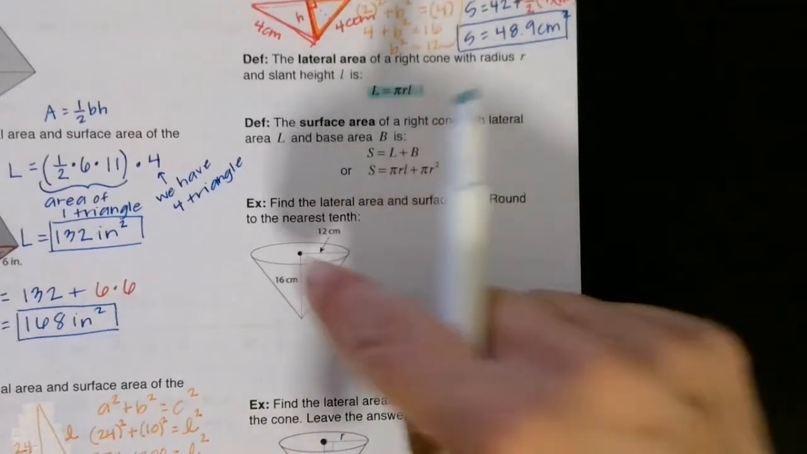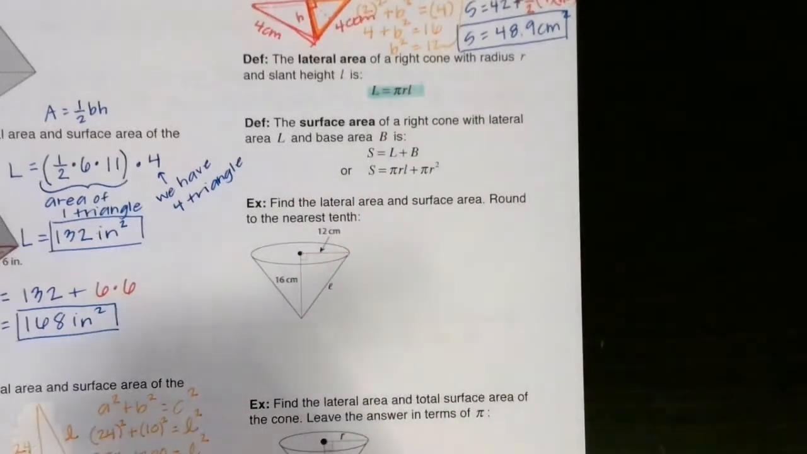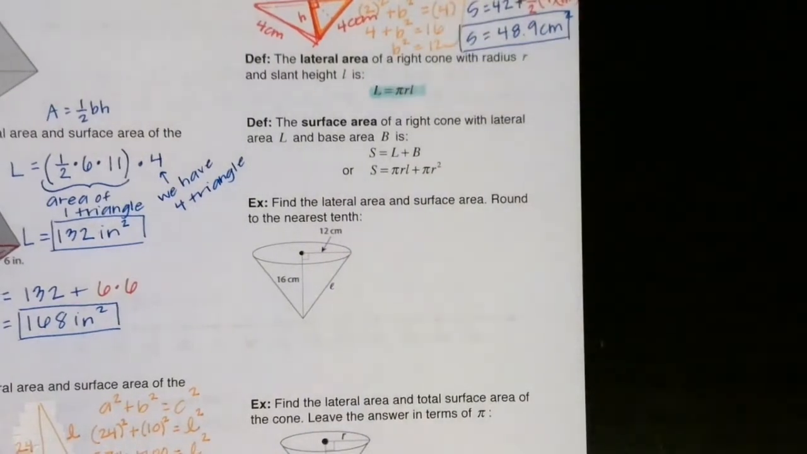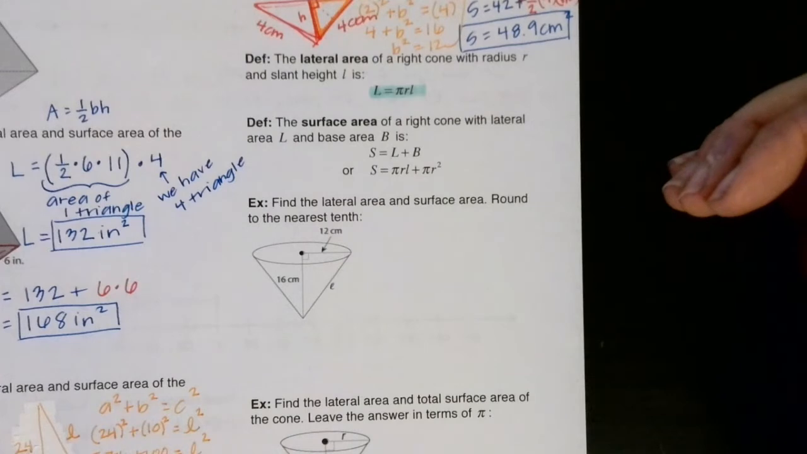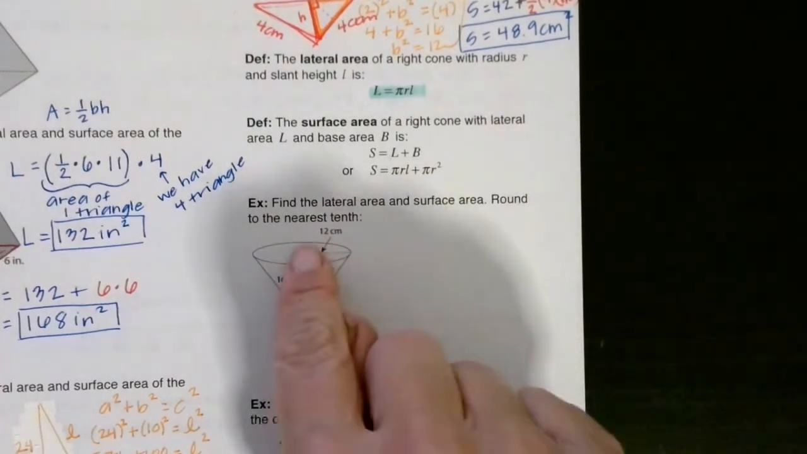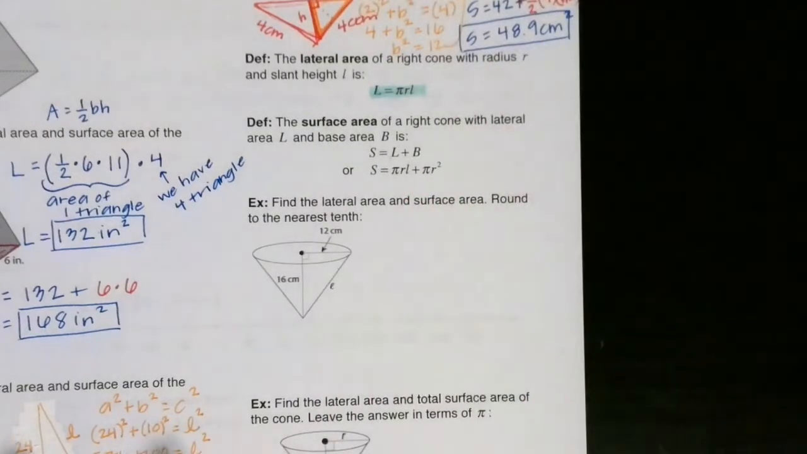Okay, so the lateral area is the triangular part. So instead of 2 pi RH, which was what it was for a cylinder, this one's going to be pi RL. And then in order to find the surface area, we have to take the side and add it to the area of that circle, and that area is pi r squared. So it's all right there.